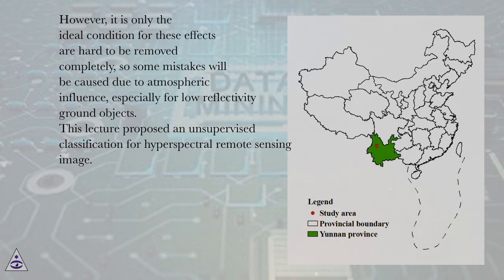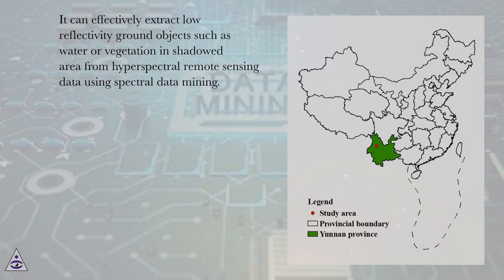This lecture proposes an unsupervised classification method for hyperspectral remote sensing images. It can effectively extract low reflectivity ground objects, such as water or vegetation in shadowed areas, from hyperspectral remote sensing data using spectral data mining.